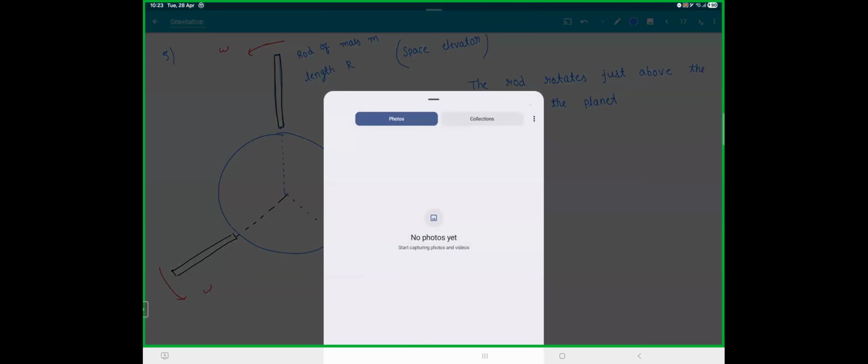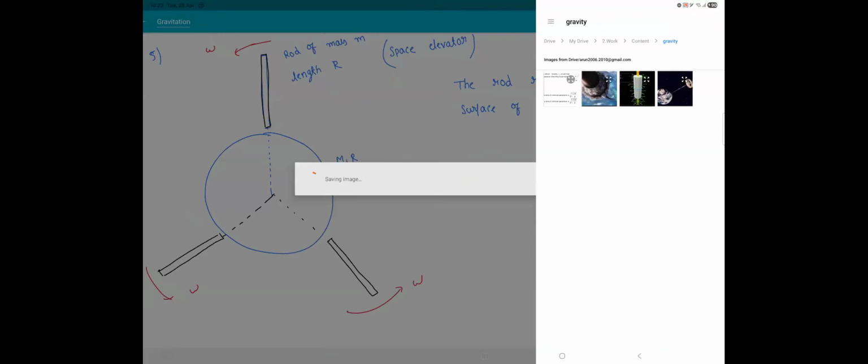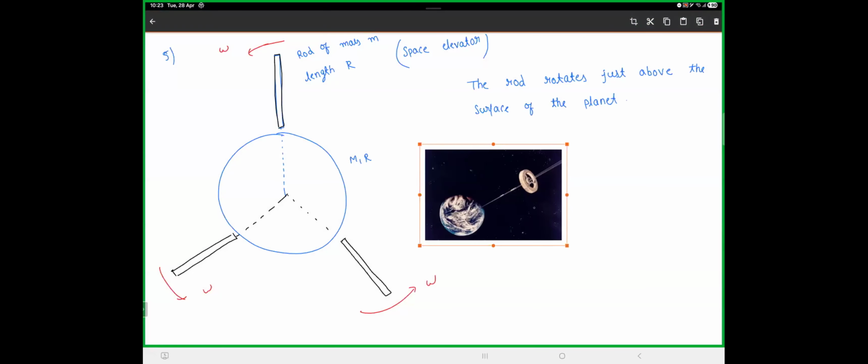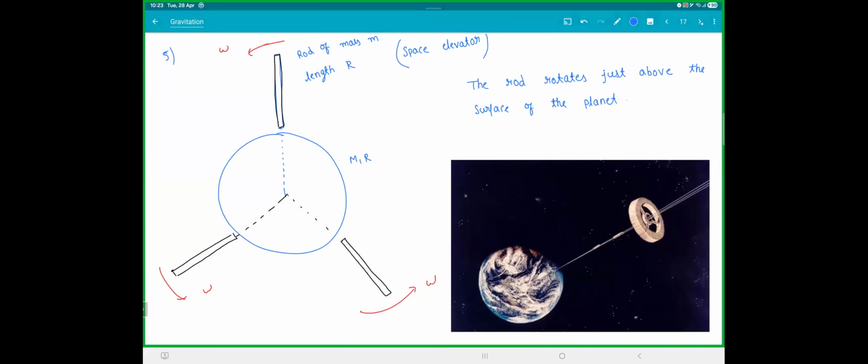So if you see the picture, it would look something of this sort. It's not exactly the same one, but kind of like this. You can see how this thing is going on. So the idea here is this: the gravitational force is attracting it down. The centrifugal force is pulling it up. So if you can place this at a certain position and make it go in a circle, the centrifugal force will balance the weight and you can create a space elevator.